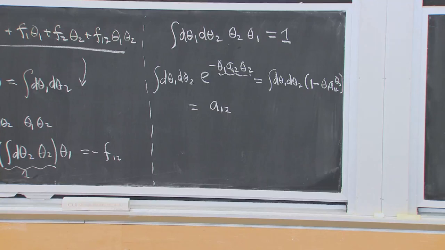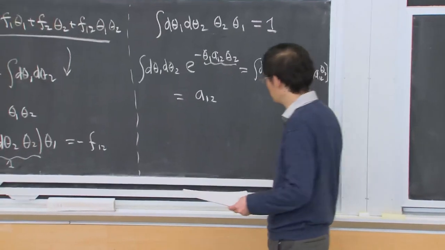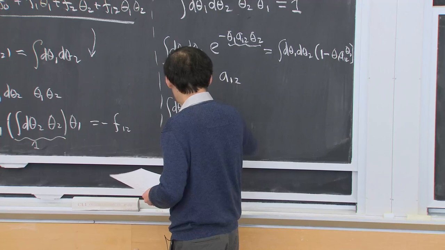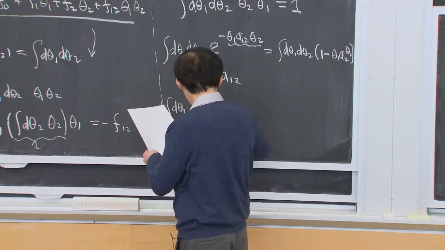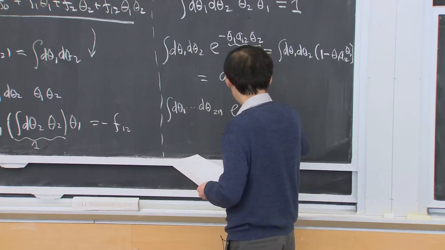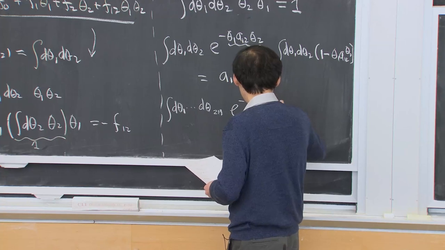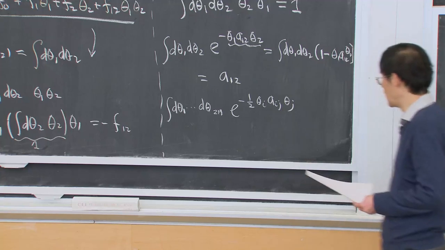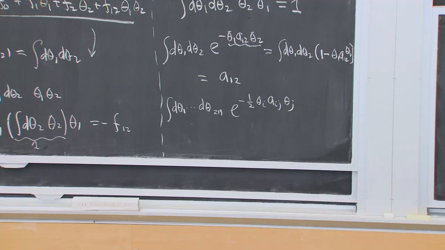And so you can now generalize to a Gaussian integral with an arbitrary number of variables. We can write a more general integral d theta 1 through d theta 2n of the exponential of minus one half theta i a_ij theta j. Here you should assume i and j are summed, so i and j run from 1 to 2n.